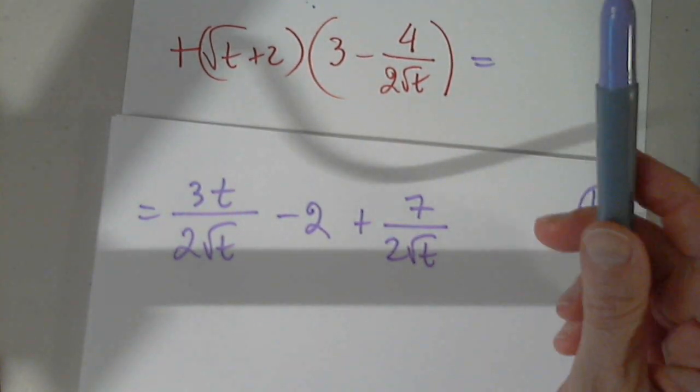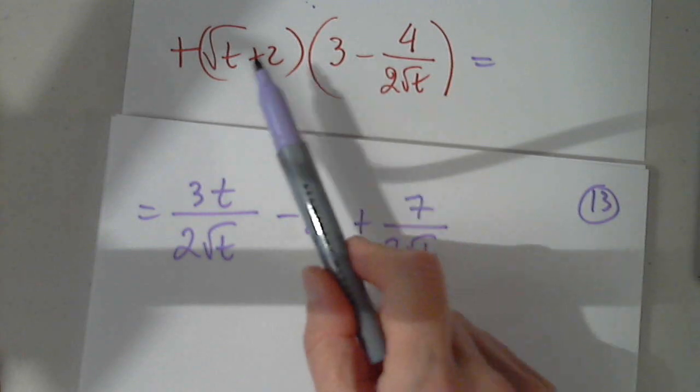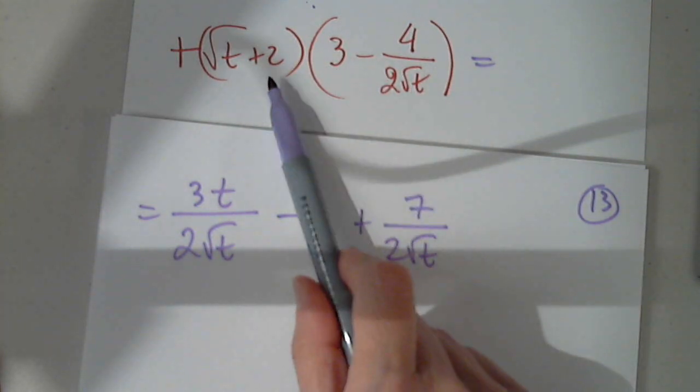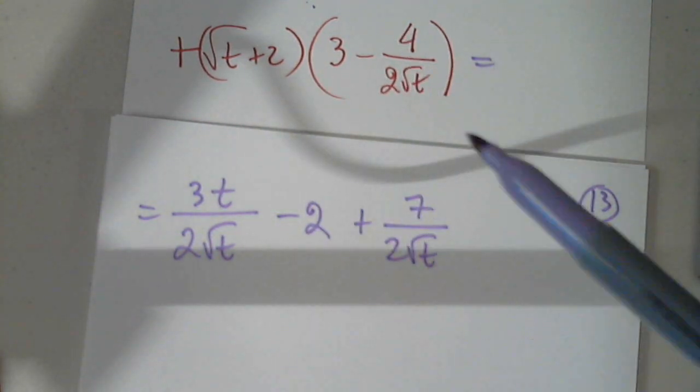Plus, here I have two terms to distribute, the square root of t to 3 and the square root of t to this term, and then 2 to 3 and 2 to this term. Messy.